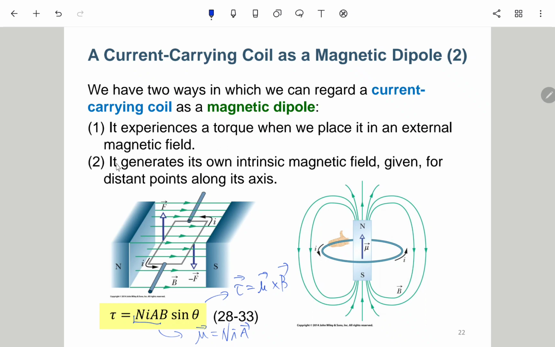And the second point is that it generates its own intrinsic magnetic field, or B field. Okay, the B field is given for a distant point along its axis, just as what I mentioned. So this one and the magnet bar will generate the same form of B field lines. Okay, so we'll call them equivalent to each other.